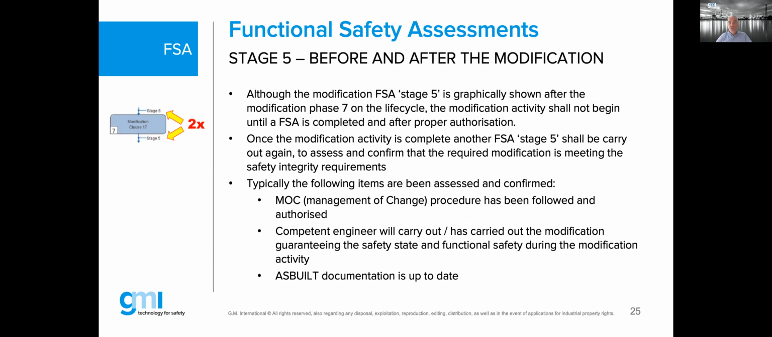Totally new by edition 2. Before and after the modification, stage 5 shall be carried out. Although the modification, FSA stage 5, is shown graphically in the standard only below phase number 7, called the modification, I did a cut, copy, paste, and I put it twice there to visually, clearly show you, you have to carry out before and you have to do it again after. And that's something what the standard is clearly normative requiring.